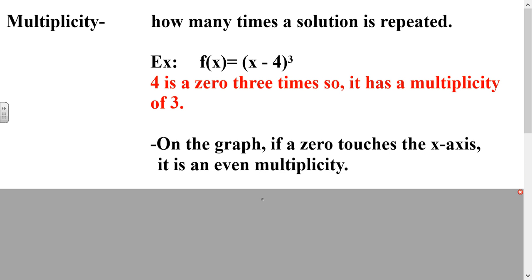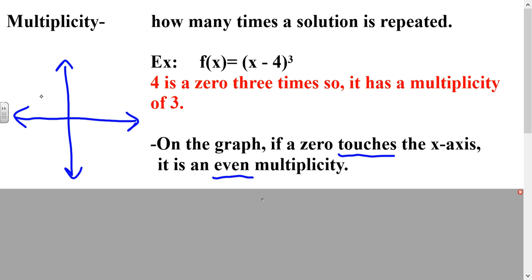Now, this is really important, and we'll go more in depth into this in a minute. But on a graph, if a 0 touches the x-axis, then it has an even multiplicity. So the exponent that would be attached to it would be an even number. So for example, if I was drawing a graph and I had a 0 that looked like this, this 0 right here just touches the x-axis. It bounces off of it. It doesn't cross all the way through it.